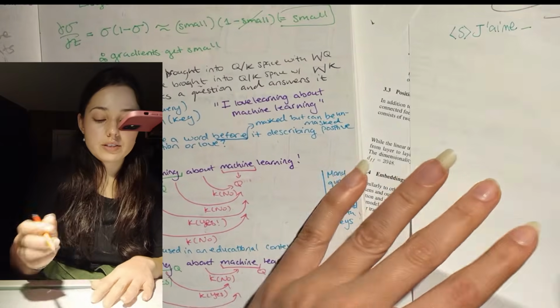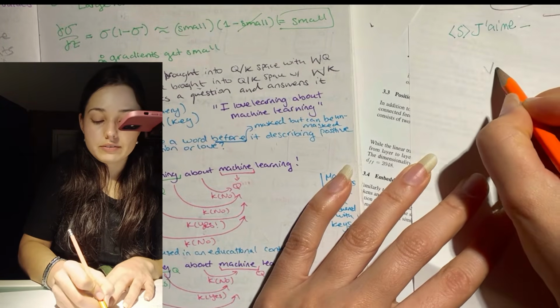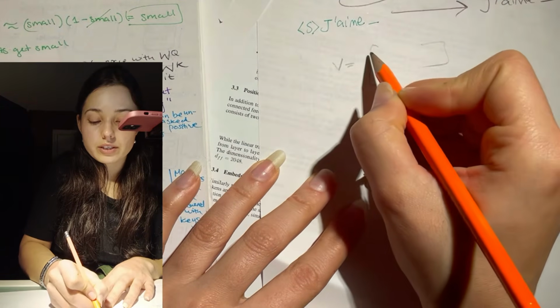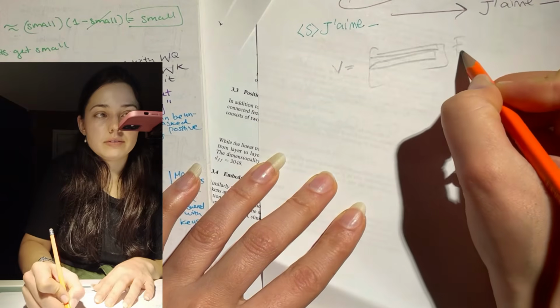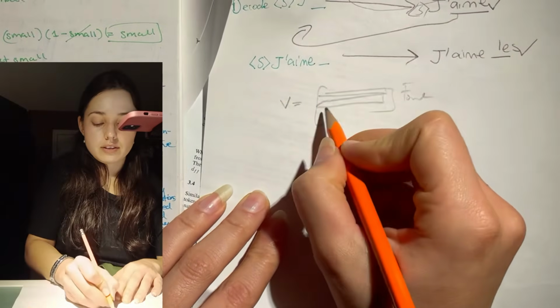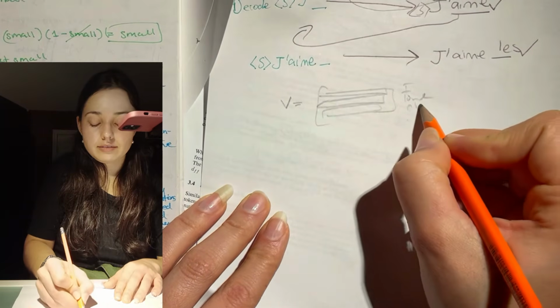Okay, so we have some words. Let's just call it V. It's a bunch of different words. This is I. This is love. This is cats. Okay?